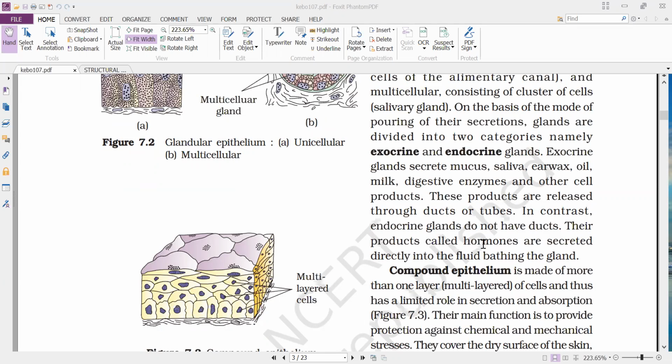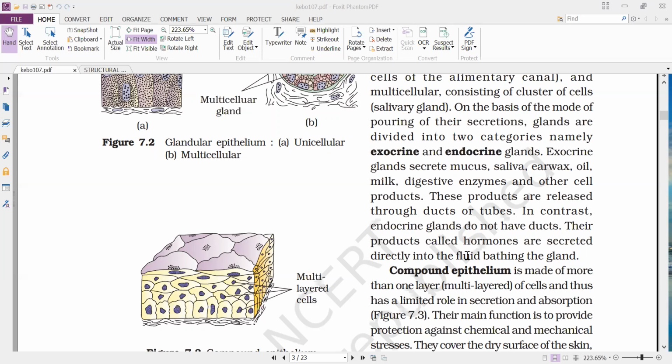Their products called hormones are secreted directly into the fluid bathing the gland. That means they do not have any duct. That's why they are also called ductless glands. They release into the region where they are present, into the fluid which is surrounding it. So their products called hormones are secreted directly into the fluid bathing the gland. That's why they do not have ducts.